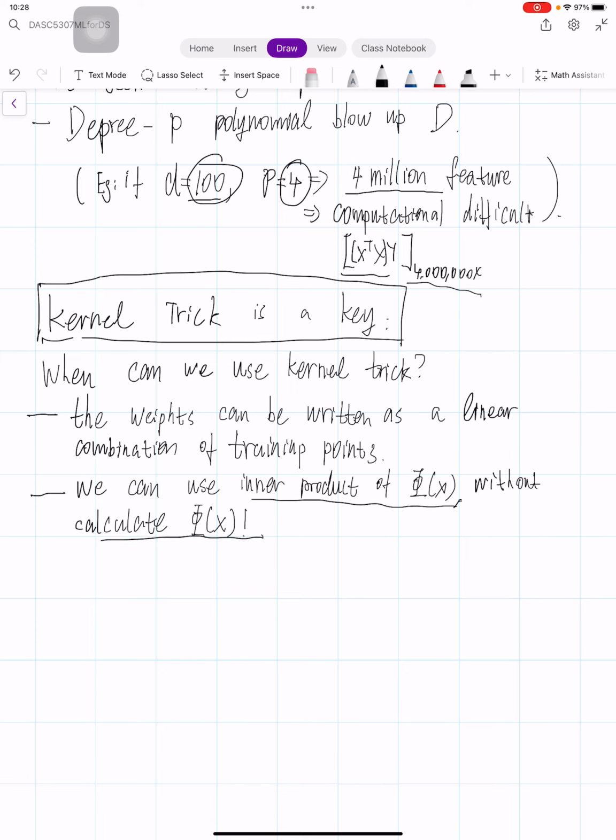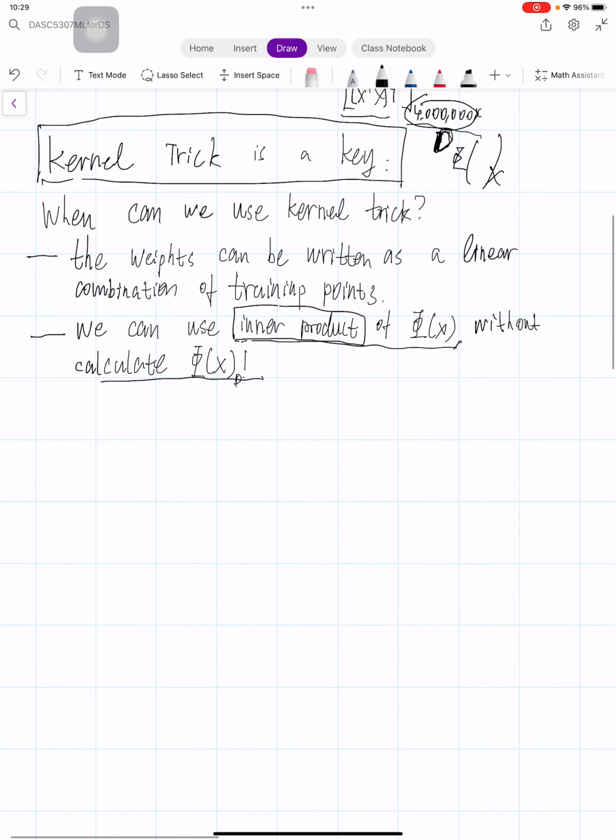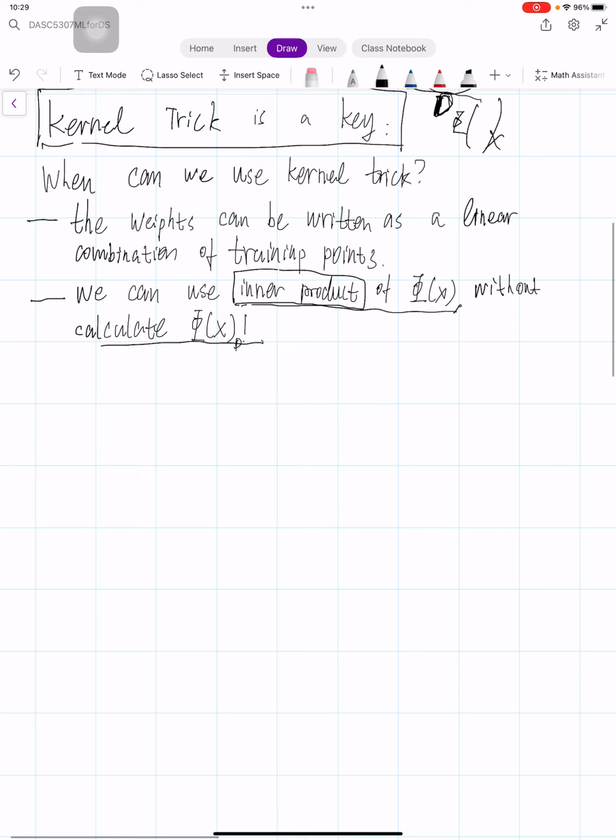That's the key. Because here, this phi x is a d-dimensional vector. For example, in this scenario, this d is 4 million. So we do not want to calculate phi over this 4 million dimension vector. That's not feasible to calculate. Instead, we're going to calculate the inner product. I will explain in a second what I mean. In this case we can apply the kernel trick.